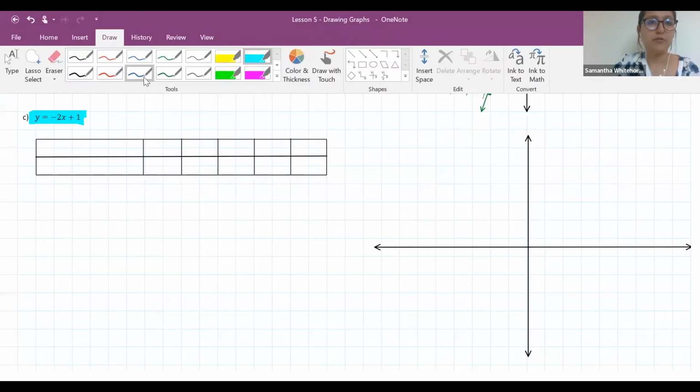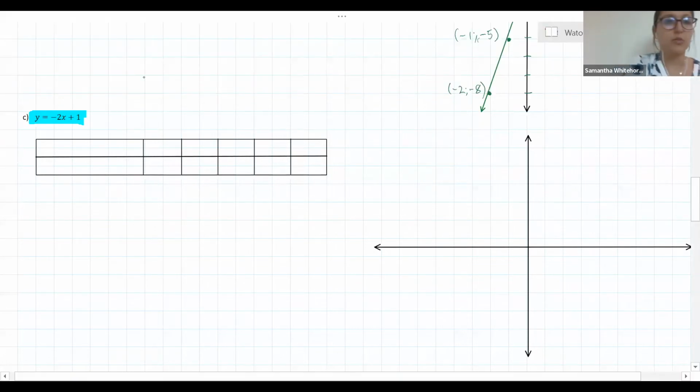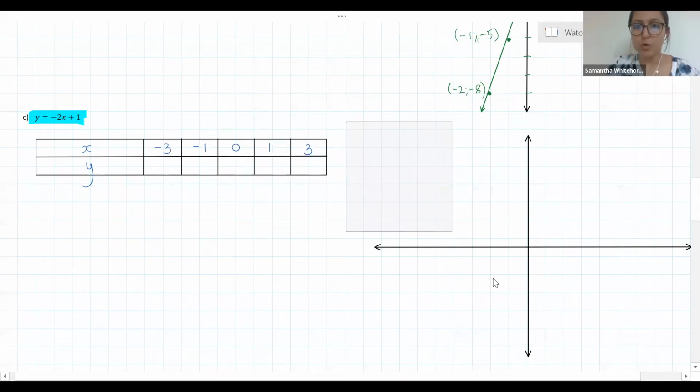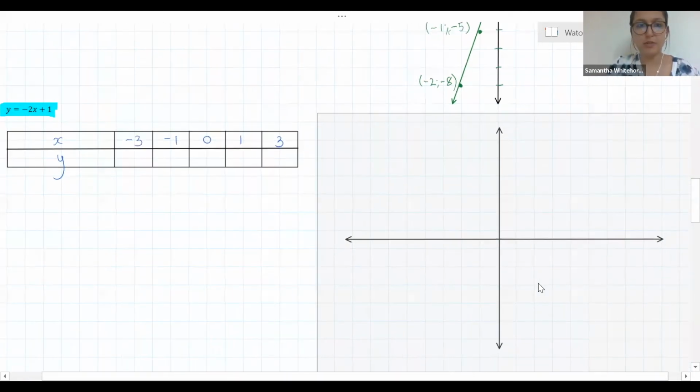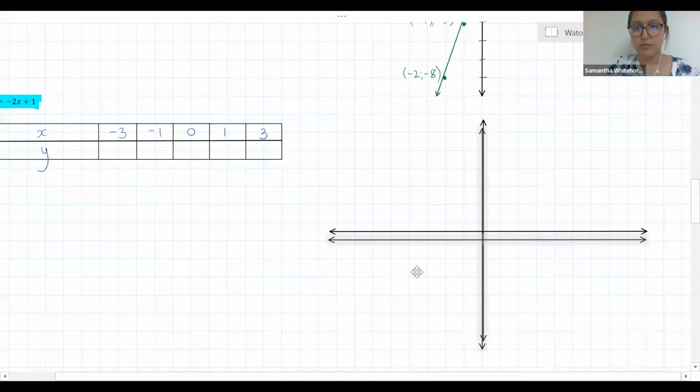Once again, I'm going to give you some inputs that you can go and work with. -3, -1, 0, 1, and 3. So I'm going to give you guys a second to work out those specific outputs while I move my axes again.